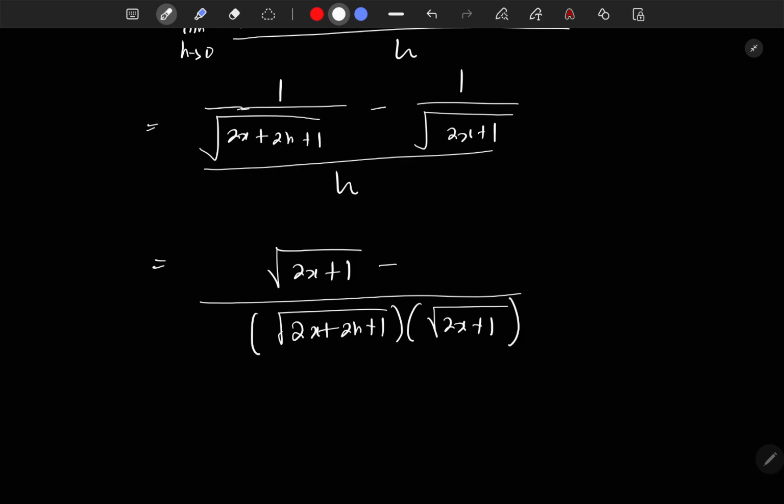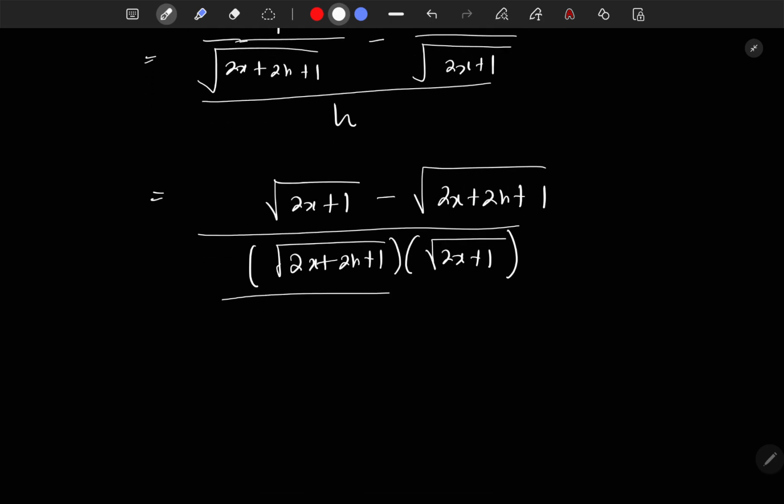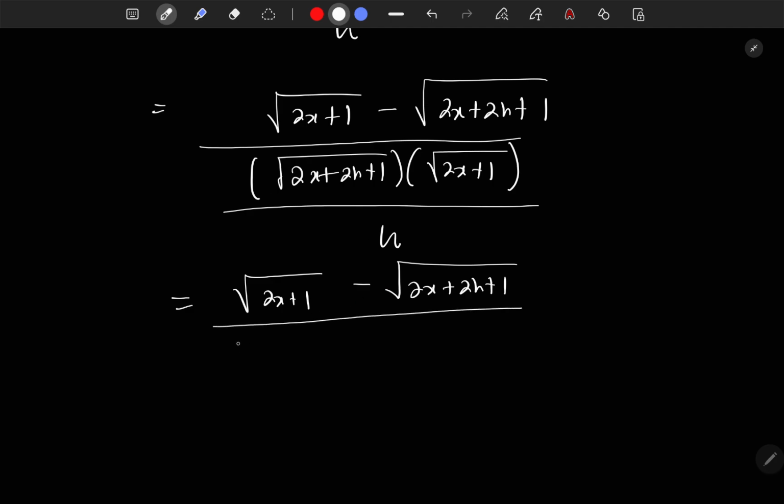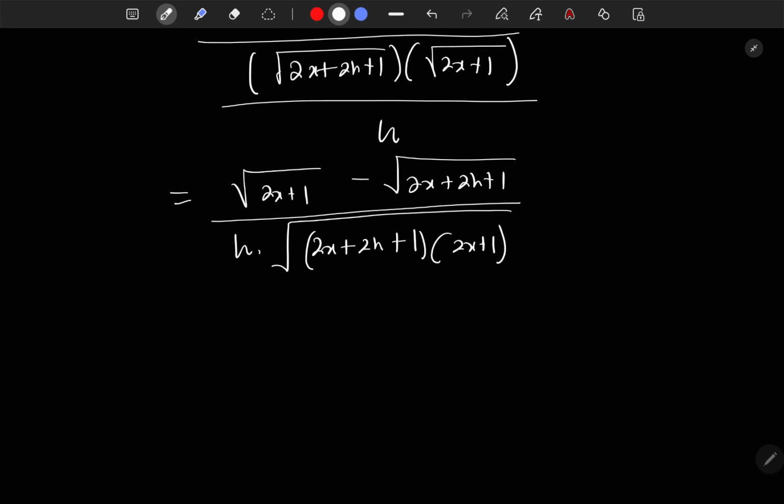Now I'm going to get this part here, 2x plus 2h plus 1. But remember, everything is being divided by h. So now we have the square root of 2x plus 1 minus the square root of 2x plus 2h plus 1, and the h will multiply the denominator, so this becomes h multiplied by the square roots. Everything is being multiplied, remember, so we can have a common square root where we have 2x plus 2h plus 1 multiplying 2x plus 1. Now we have reached somewhere where we can work something out.